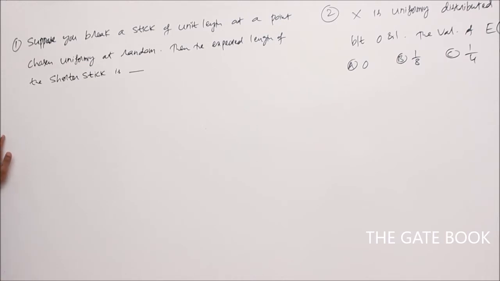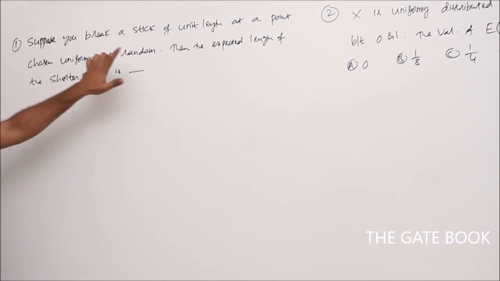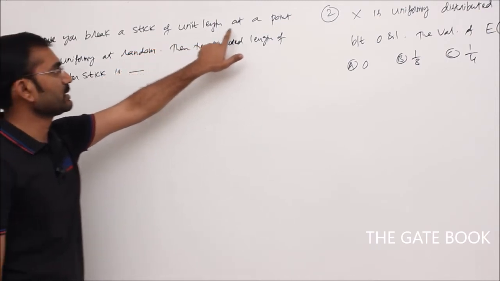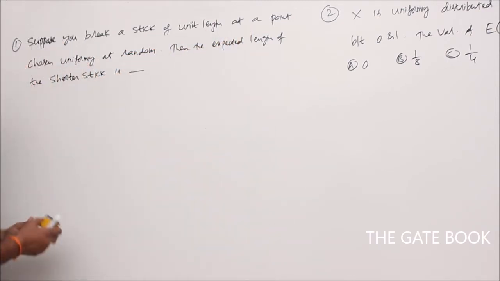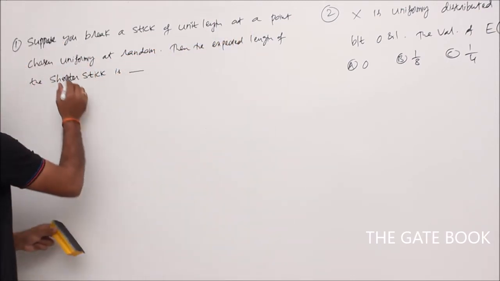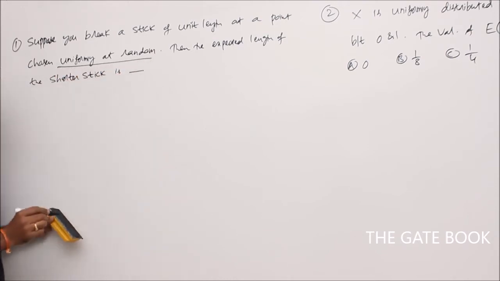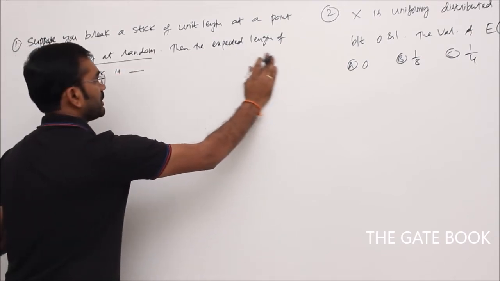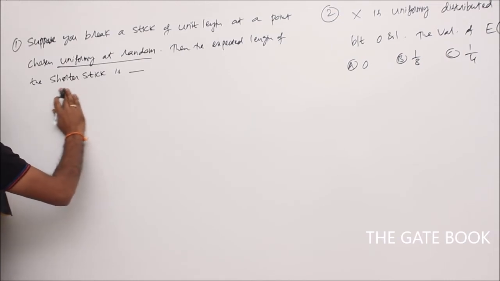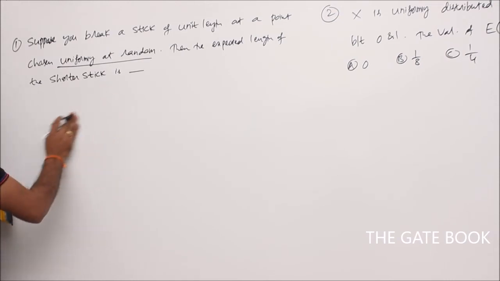First problem: suppose you break a stick of unit length at a point chosen uniformly at random, then the expected length of the shorter stick is. Uniformly at random means that we apply the uniform distribution. Then the expected length of the shorter stick is.